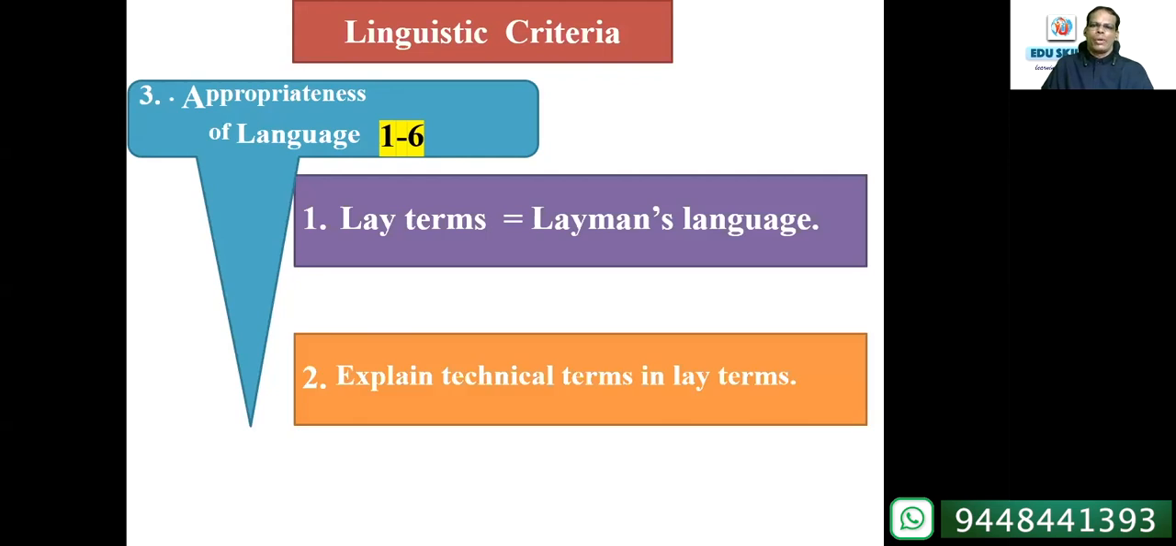So that's the basic thing. So explain technical terms in lay terms. You cannot use the medical terms. If you use some very academic terms, you'll have to explain in simple terms. Your ability to explain technical terms and technical aspects in very simple layman's language is being assessed here. So that also will be scored 0 to 6 or 1 to 6, whatever you want to consider.